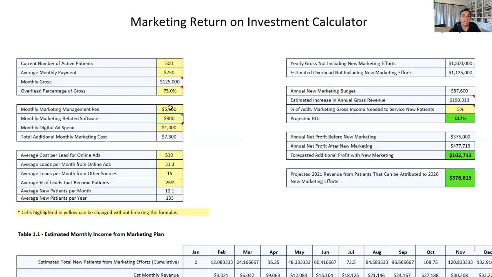All these in yellow, by the way, are the fields that you can change, and it'll affect the other fields. Software, I put 800 in there. I know that's high for a lot of you, but that's the price of HubSpot Pro. And especially if you're doing it in-house, this is a great piece of software that pretty much does everything in one piece of software. So if you have a good campaign, it actually will pay for itself.